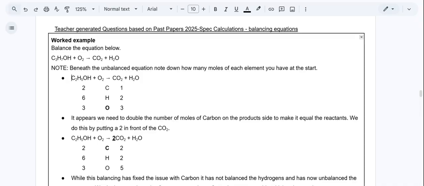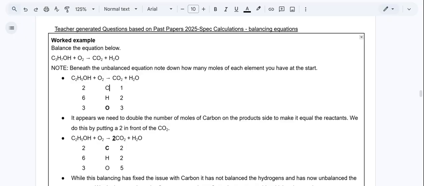So we've got carbons, we've got 2 of them, so we've got a C down the middle, in line with this arrow, 2 on the left and 1 on the right. We've got 5 plus 1, 6 hydrogens on the left, and we've got 2 hydrogens on the right. And then finally, we've got 3 oxygens on the left, 2 within the diatomic oxygen, and 1 within this molecule here. And then on the right, we've also got 3.